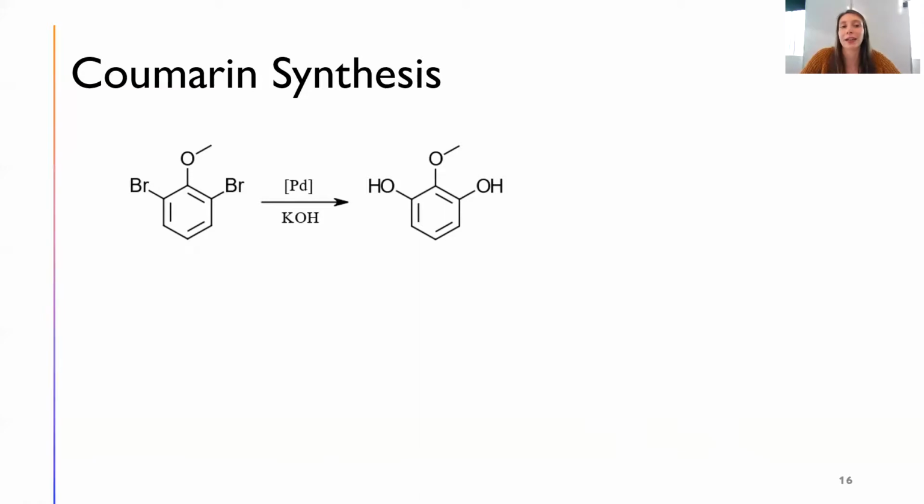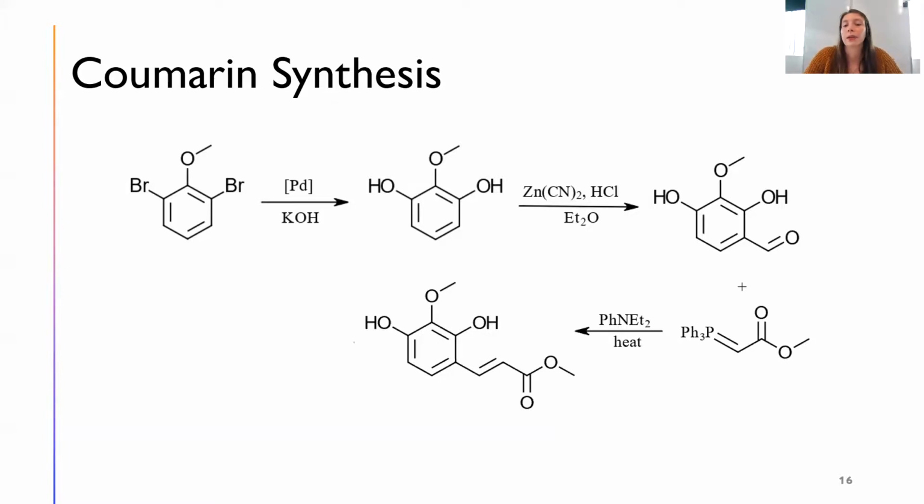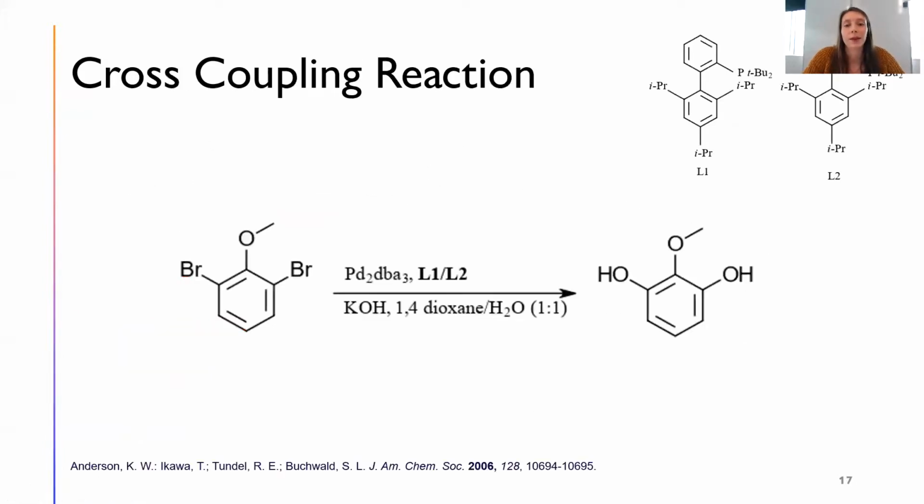So now we're going to shift gears and look at the coumarin synthesis. This all starts with this 2,6-dibromoanisole, which after doing a cross-coupling reaction, we have the dihydroxyanisole here. And then we're going to add an aldehyde, and then we're going to do a Wittig reaction, and then we're going to cyclize it to be the coumarin that we're looking for using riboflavin and heat and light. I spent a majority of this Jan term working on this cross-coupling reaction.